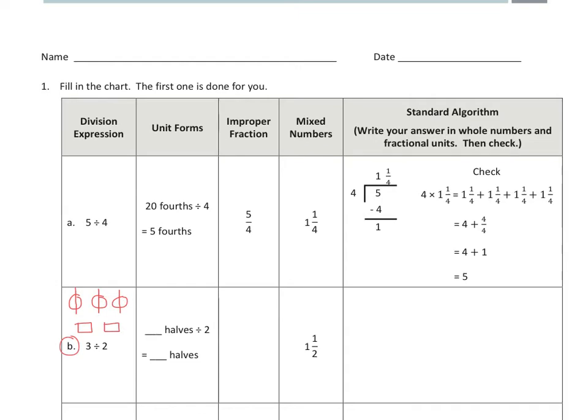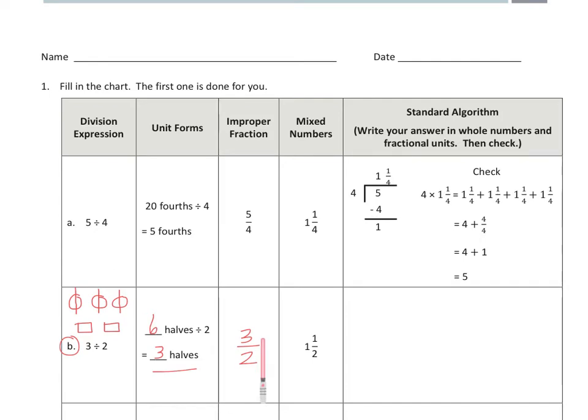So if we go to the next box, we're going to say, okay, we now have 6 halves, and we want to divide those 6 halves into 2. So just think of, how many halves would I have? Let's do 6 divided by 2. Well, that's going to give you 3 halves. In unit form, 3 halves is our answer. As an improper fraction, 3 halves also means 3 over 2, because 3 divided by 2 is also 3 over 2.